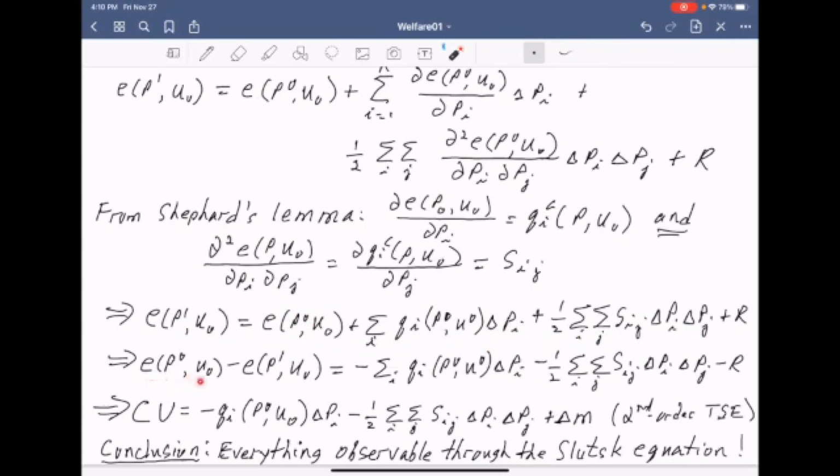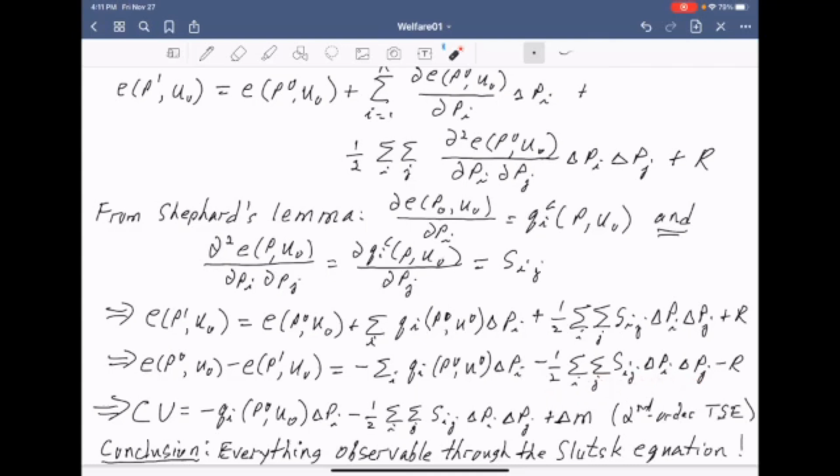And we then take this and subtract it from the left-hand side, which gives us that. So the expenditure function at P0, U0 minus the expenditure function at P1, U0 is equal to the negative of the sum of the areas underneath the various compensated demand curves, but they're identical here to the Marshallian demand curves, times the change in the prices, and then doing the same thing for that second order one.